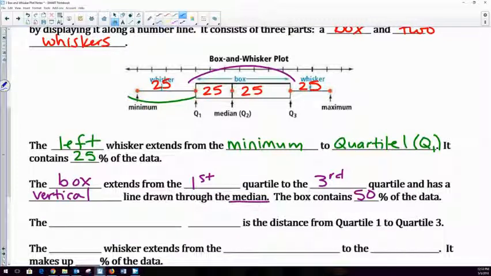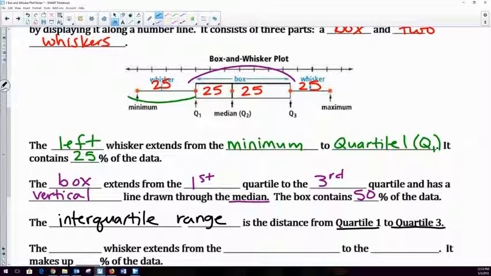One thing that we like to find out, to figure out how much data contains 50% of it, is what's called the interquartile range. The interquartile range is the distance from quartile 1 to quartile 3.